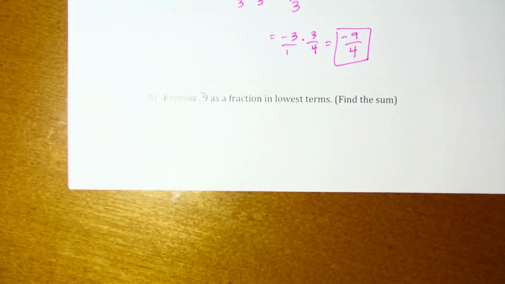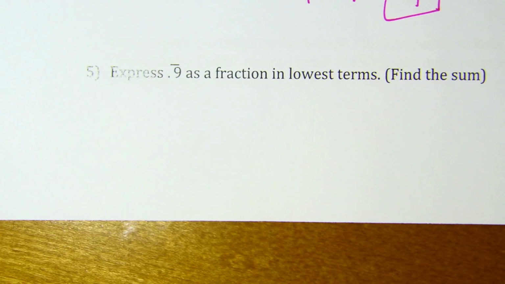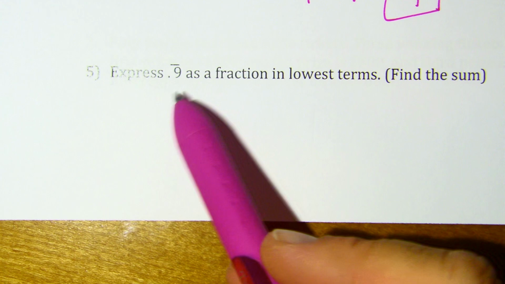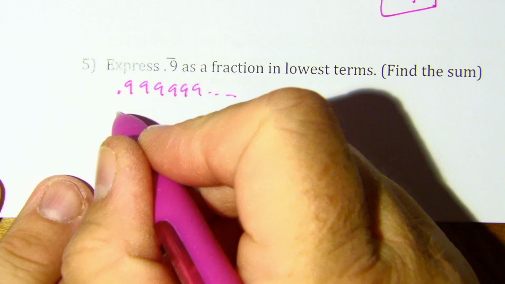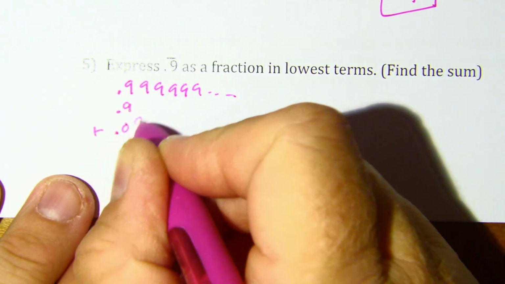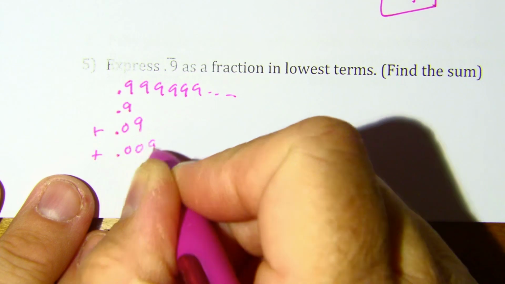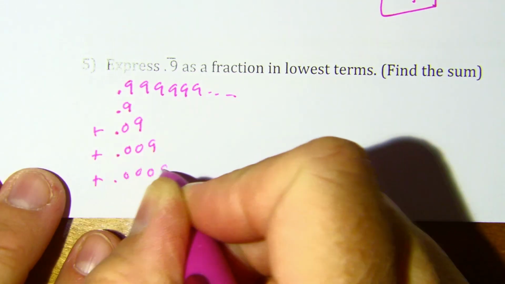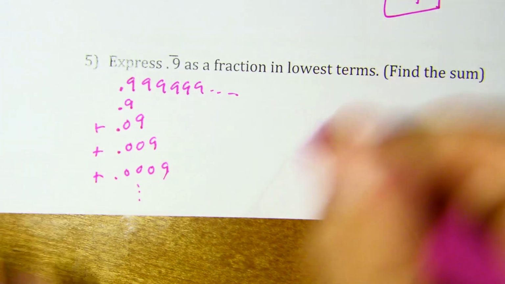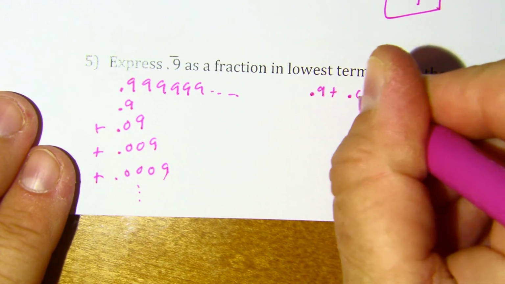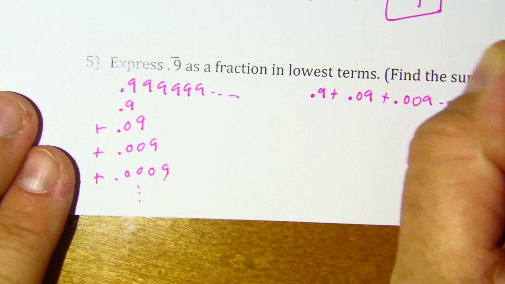All right, and the last one says express 0.9 with a bar over it as a fraction in lowest terms. Now, 0.9 with a bar over it, that's 0.99999 and goes on forever and ever. Now, the way you could break that down, that's the same thing as 0.9 plus 0.09 plus 0.009 plus 0.0009 plus, and so on. And so that means if we were writing this as a sequence, that would be 0.9 plus 0.09 plus 0.009, so on.